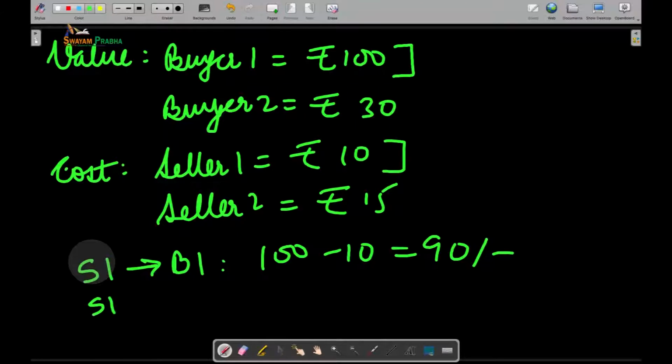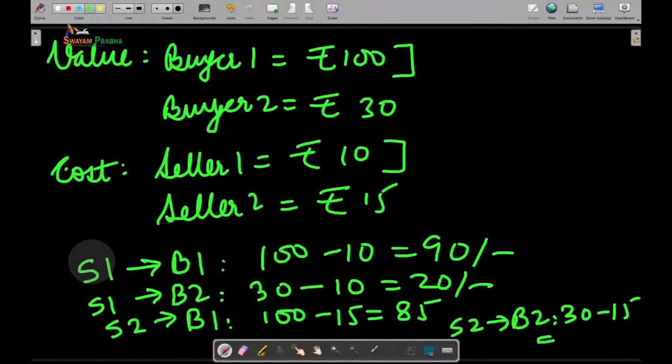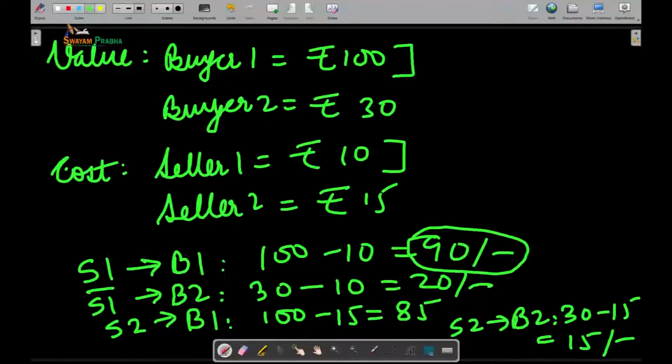But in other cases, if it goes from seller 1 to buyer 2, the surplus becomes 30 minus 10, which is 20 rupees. If the good goes from seller 2 to buyer 1, seller 2 costs 15 rupees to produce. So the total surplus is 100 minus 15, which is 85. And when it goes from seller 2 to buyer 2, then the total surplus is 30 minus 15, which is 15 rupees. Now what we are observing here is that the total surplus is maximum, 90 rupees, when it goes from seller 1 to buyer 1.